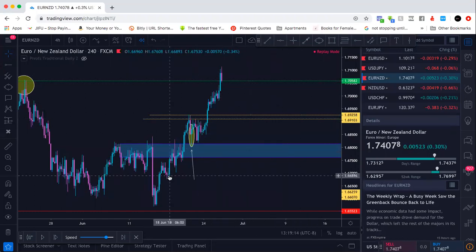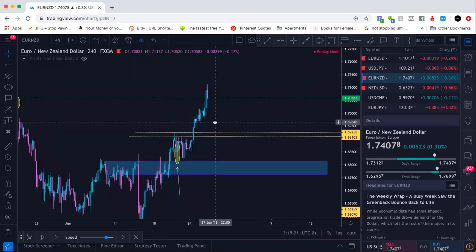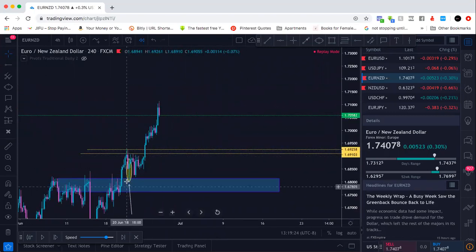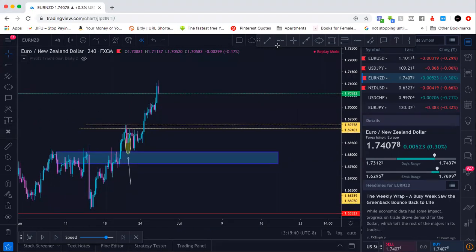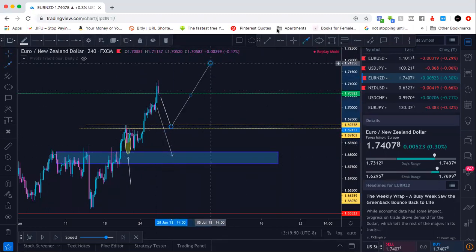So now I'm like, okay, we created this impulse pullback, and then this is where we entered, and now it's the continuation. And now what are we looking for after that, guys? Now that we had this pullback and it continued up, what are we looking for now? Another pullback? Yes, we are waiting for that pullback. So now this is where we're going to tell ourselves, price can potentially pull back here, or it can pull back to our structure zone and then take off, okay?